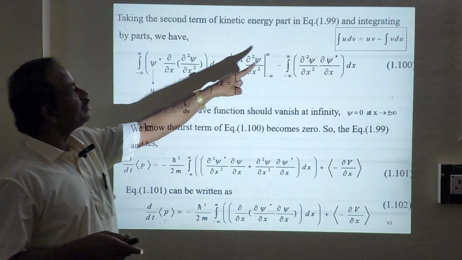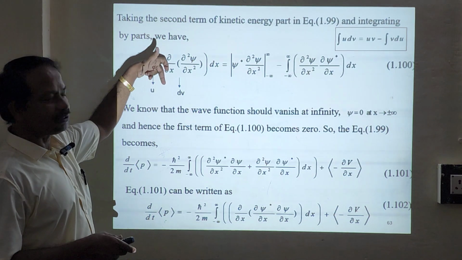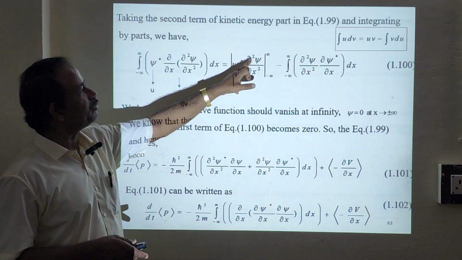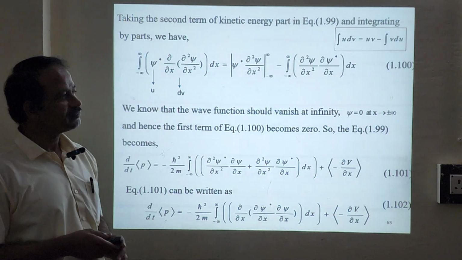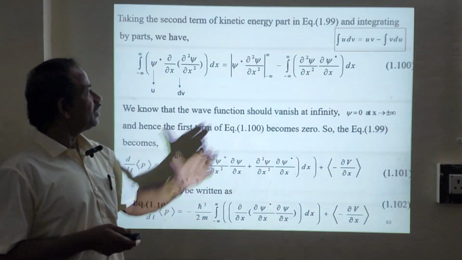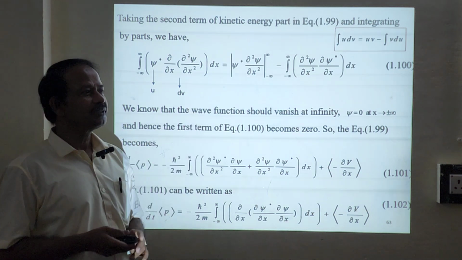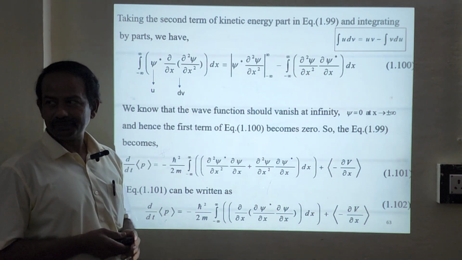So u dv, you will get uv. u is this one, correct? For v, one derivative will go off, so you will get d squared psi by dx squared. uv with the limits minus infinity to plus infinity, and you just argue the same argument. This will become 0.